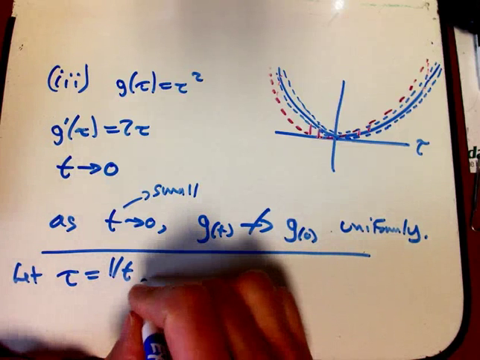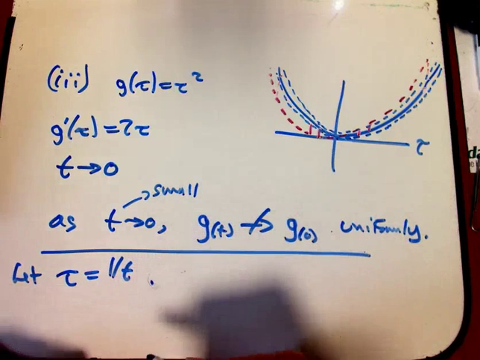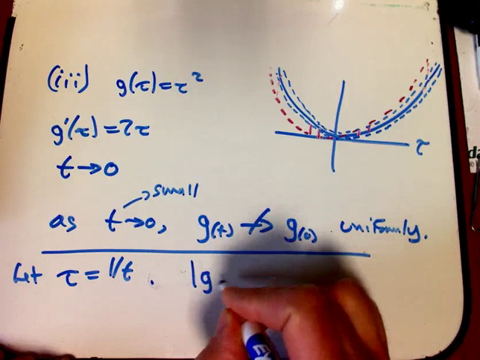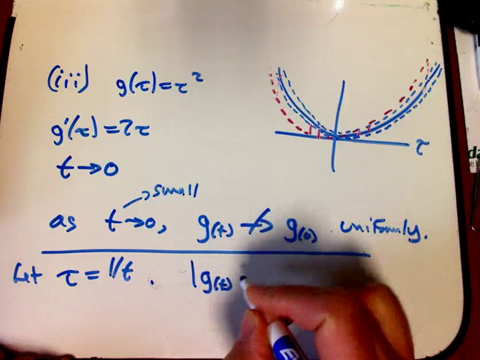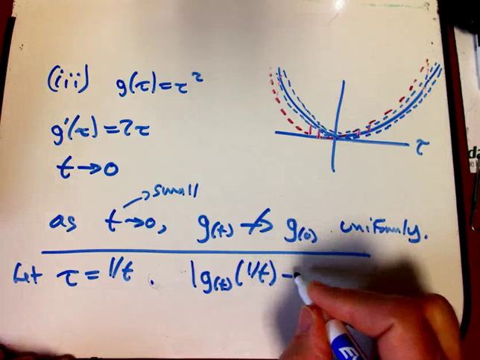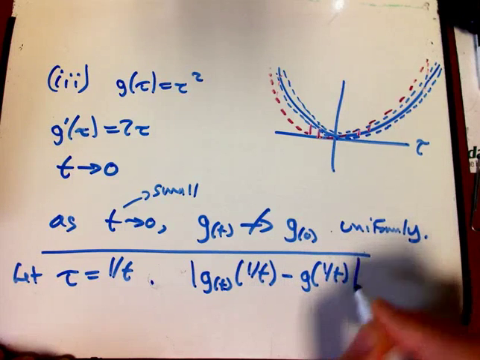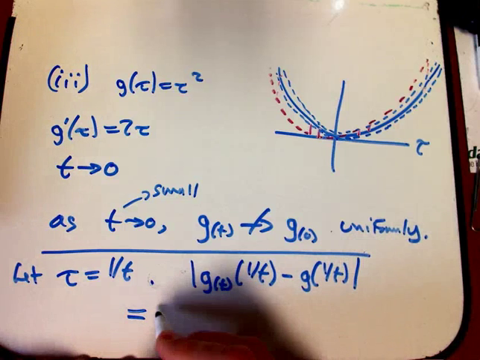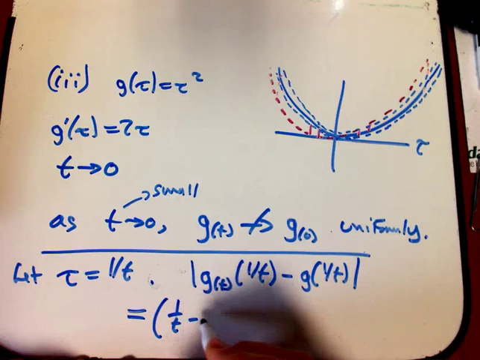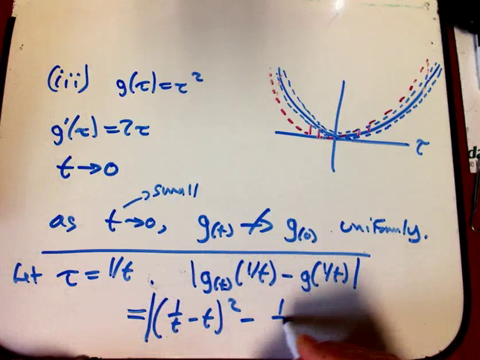Okay, let's just look at it. Let's just do the calculation. Let's look at the difference between the translated version, by a small amount t, at this big number 1 over t, and look at g of 1 over t untranslated. So that is 1 over t minus t quantity squared, this is all in absolute values, minus 1 over t quantity squared.